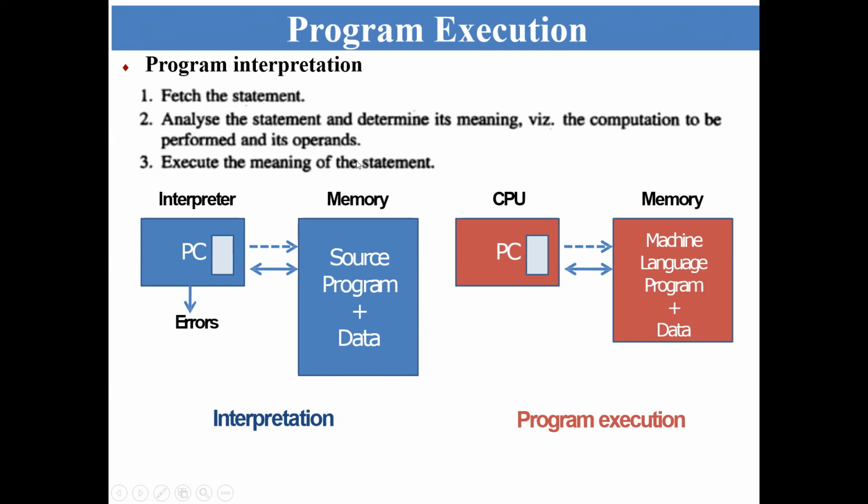We know that the interpreter reads the source code one instruction at a time, converts this instruction into machine code or some intermediate form, and executes it. So these are the simple diagrams to remember this program interpretation model.